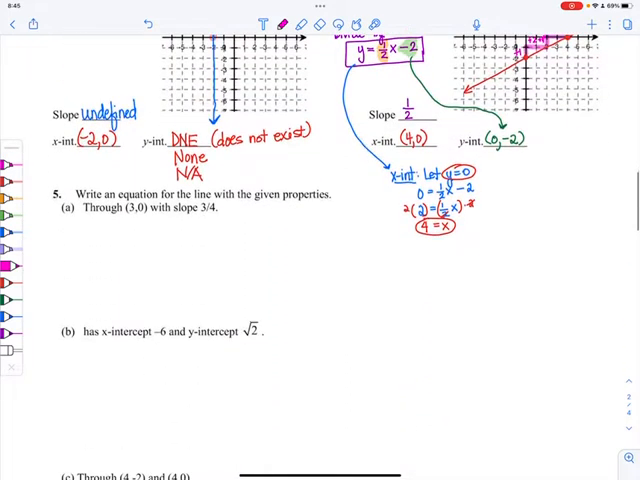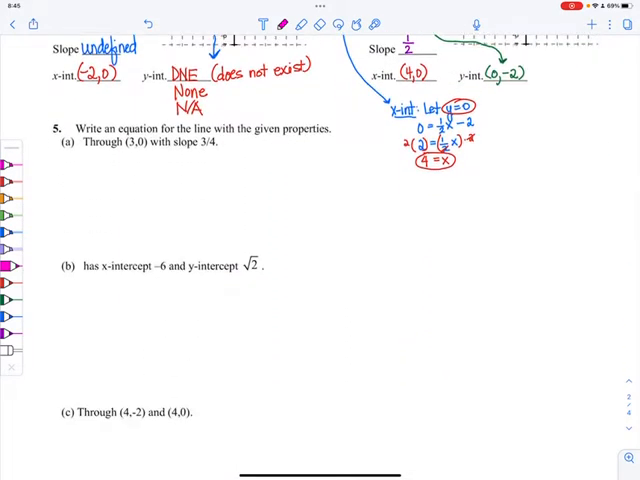Okay, let's do this next problem. Write an equation for the line with the given properties. This one has a point and it has a slope. So let's go see.